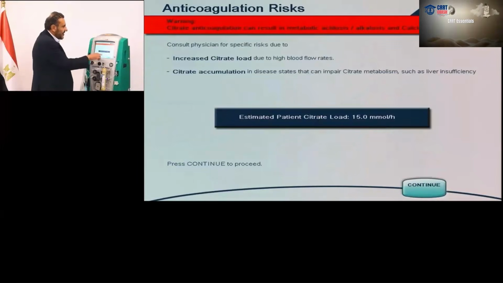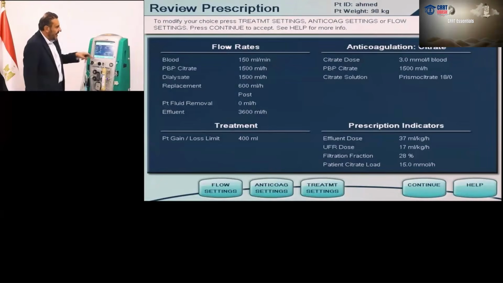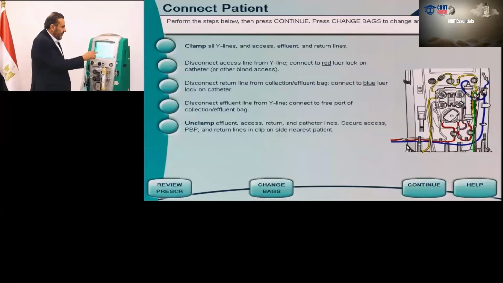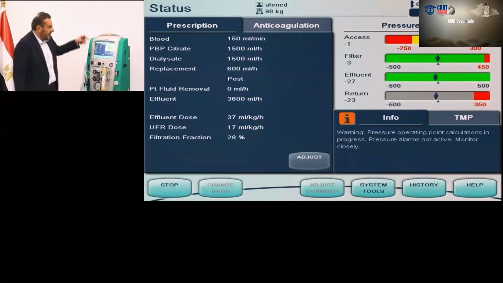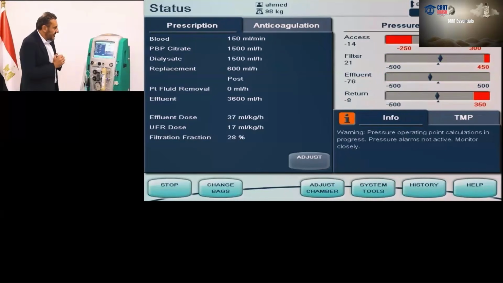Of course, here the machine gives you the warning that metabolic disturbances are common with citrate, and here you can see the main screen of the flow rates. You continue, you connect the patient, and this phase, patient start the treatment. And this is the main screen when we start the patient, 98 kilos, blood pump 150. Pre was automatically done by the machine at 1.5 liters. You see the dialysate, it's 1.5 liters, replacement 600. The dose is now 37 ml per kg per hour, and therefore this delivers 3 millimole citrate.